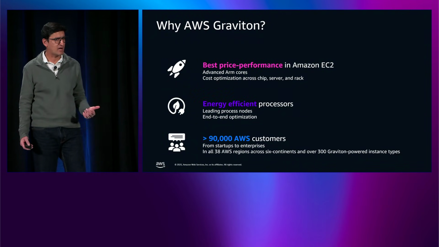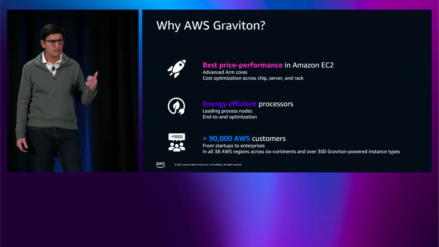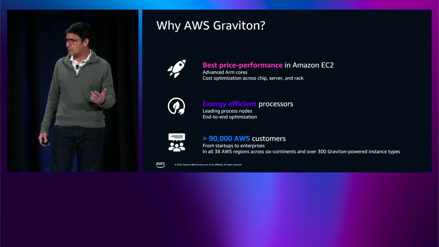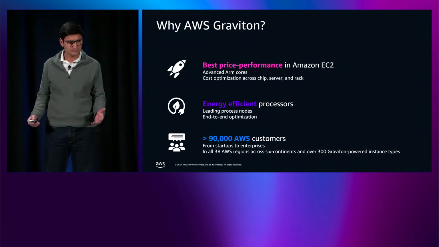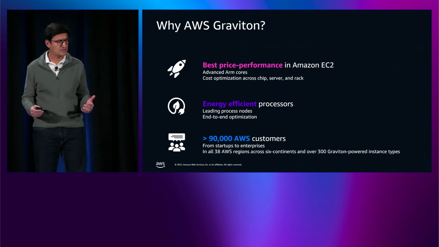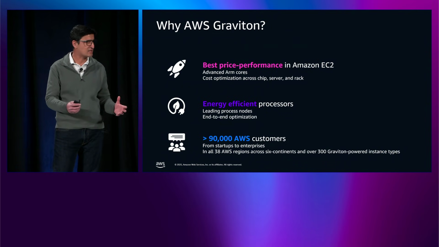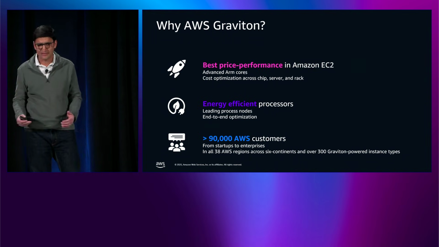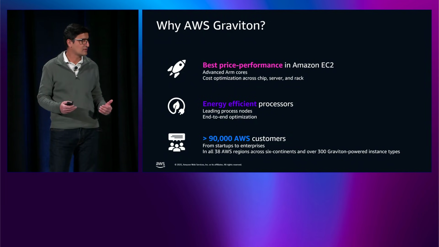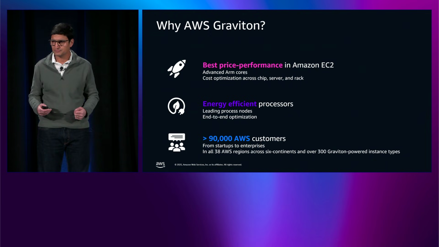The question that we get asked is, why Graviton? The main reason is that Graviton delivers the best price performance in EC2. These instances are based on the Graviton chip, which has AWS innovation not only on the chip, but across the entire stack. And that helps us to deliver performance, reliability, and efficiency.